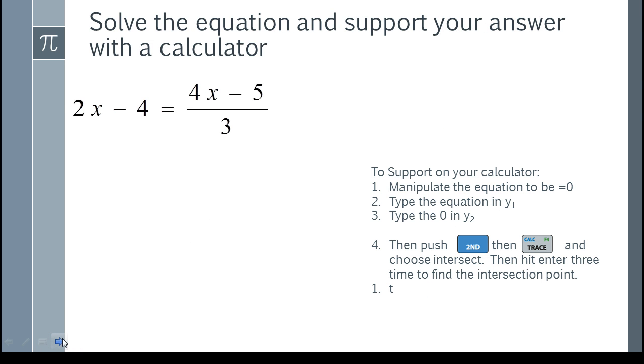We're going to go ahead and skip this problem for right now. We're going to do it in class together because I want to walk you through how to use your calculator, so we'll take a look at that one later.